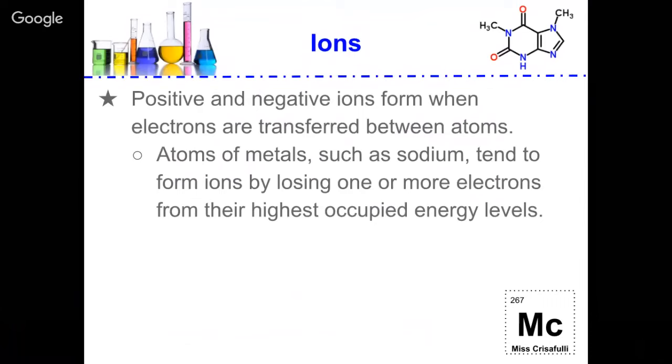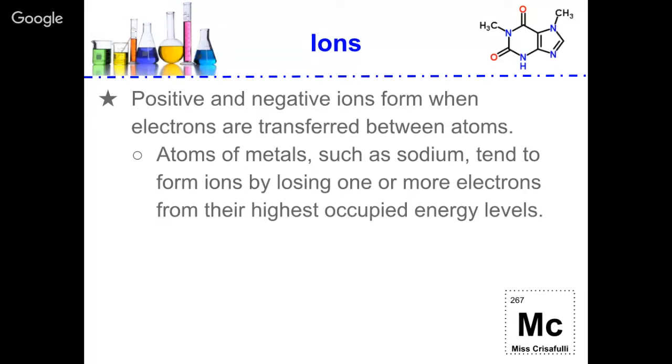So atoms such as metals, sodium's an example, tend to form ions by losing one or more electrons from their highest occupied energy level. We've talked about this. Elements in group 1 want to look like noble gases. So what they do is they lose their outermost electron. So everybody in group 1 will become +1 charged. Group 2, they have 2 electrons in their outermost energy level, so they like to become +2 charged.